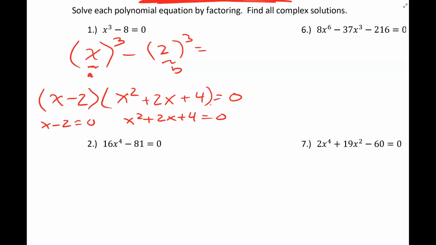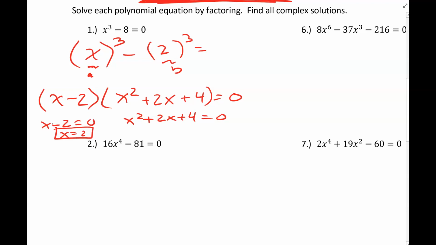How do I solve x minus 2 equals 0? You add 2. So that's one answer. How do I solve x squared plus 2x plus 4 equal to 0? I wouldn't want to isolate x squared because I have two kinds of x's here. Maybe take away that 4 or square root maybe.